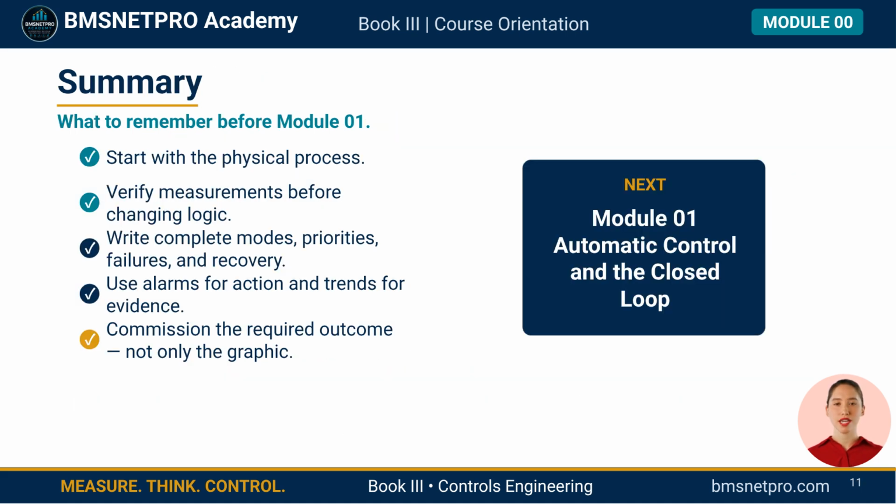Before we move into Module 1, remember the orientation message. Controls engineering starts with the physical process. We verify measurements before changing logic. We write complete sequences with modes, priorities, failures, alarms, trends, tests, and recovery. We use alarms to guide action and trends to gather evidence. And when we commission, we test the required behavior of the installed system. In Module 1, we begin with the foundation, automatic control and the closed loop.